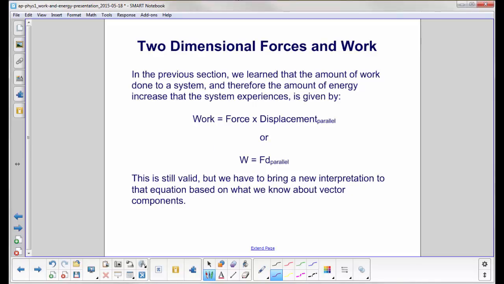The work done to a system is the force times the displacement in the parallel direction, or work equals force d parallel. That is certainly still true. However, when we have a force that is not parallel to the displacement, we just want the component of the force in that direction. And that we're going to use vector components.